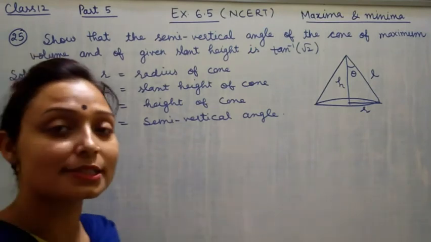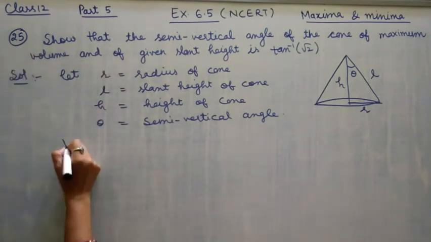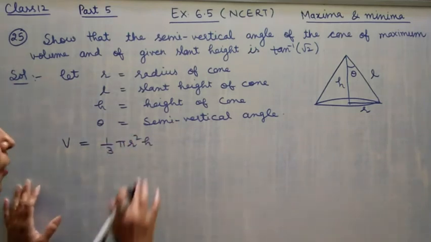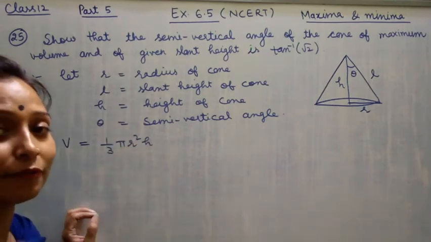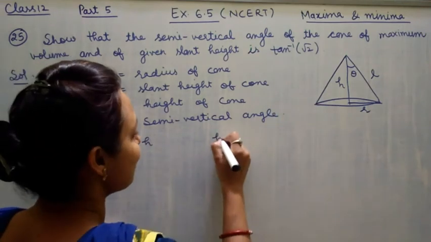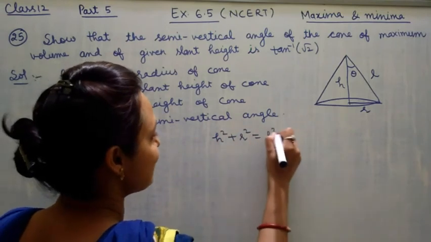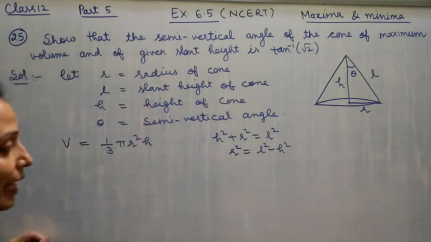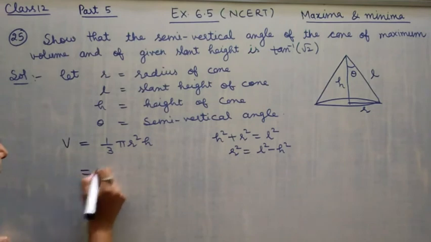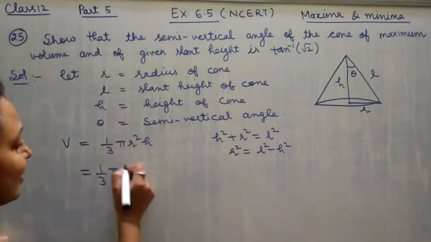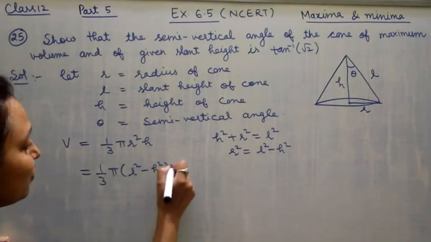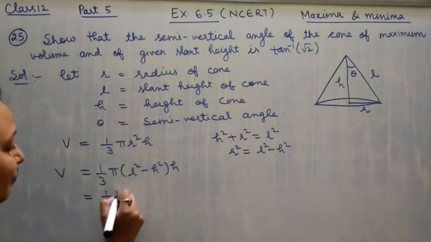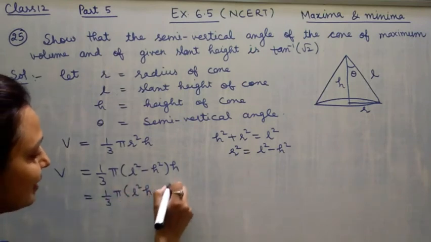First of all, I will concentrate on the volume, that is 1 by 3 pi r square h. This is the volume of the cone. We need the whole quantity in the form of one variable. You all know h square plus r square is equal to L square, so r square is equal to L square minus h square. I will use this in place of r square, so V is 1 by 3 pi (L square minus h square) into h. Now I will multiply: 1 by 3 pi (L square h minus h cube).